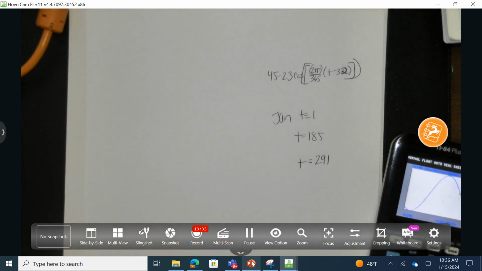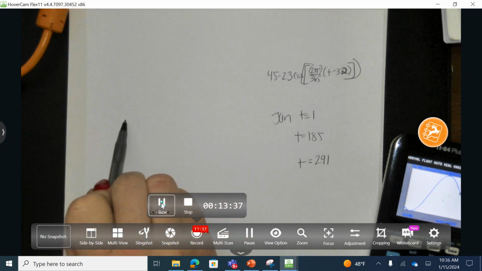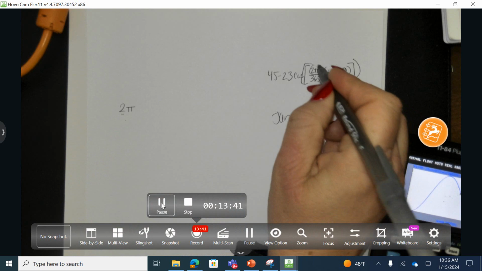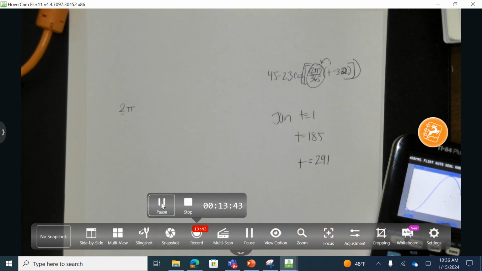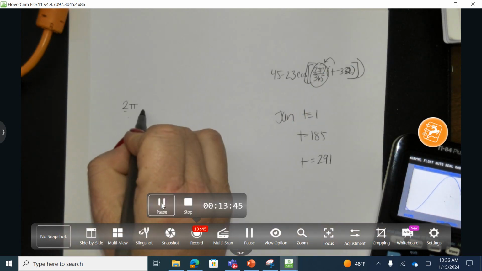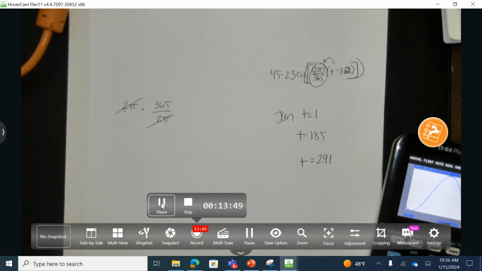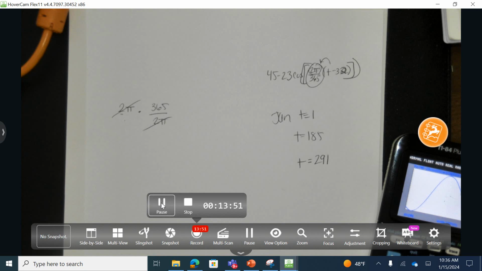Now, how could we find that algebraically? 2 pi, I'm going to divide by whatever's in front of the x. So I want to take 2 pi and divide by this amount because it's in front of the x, or in this case, t. Now, when we divide fractions, we're going to multiply by the reciprocal. And that's how we end up with 365, which represents the period.